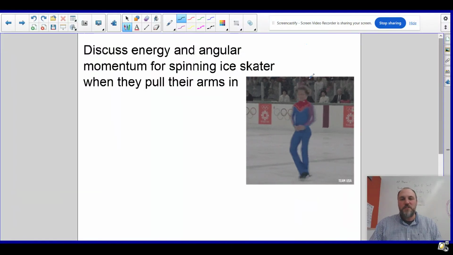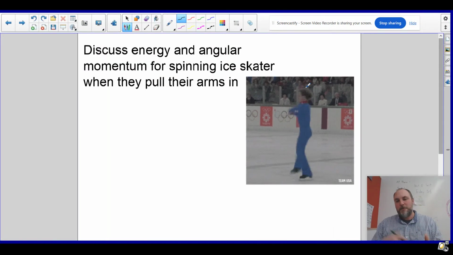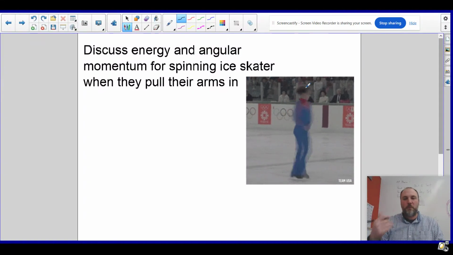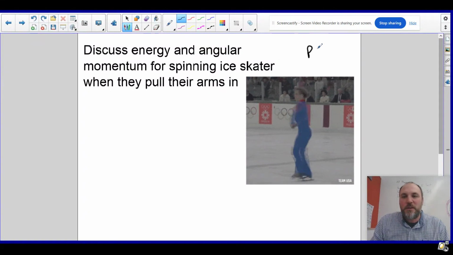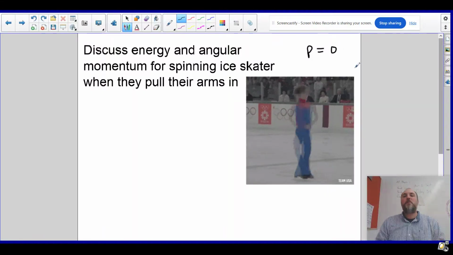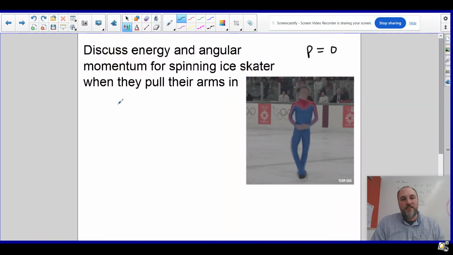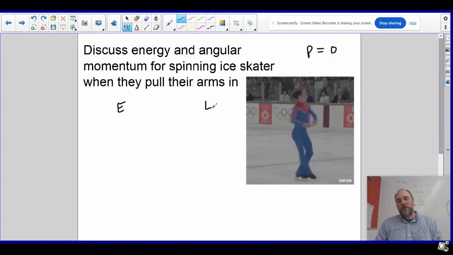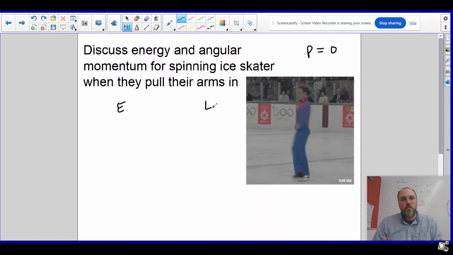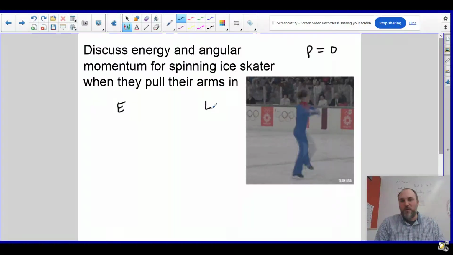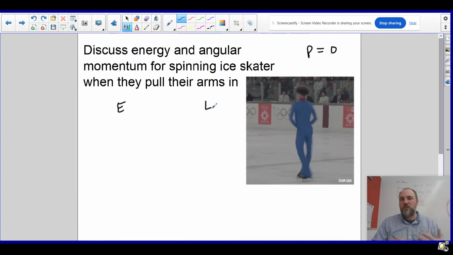And I've chosen this one in particular because they're just standing in the middle. They're not in the middle of their routine where they're going around the ice. So I really don't even need to discuss linear momentum here because there is none. So the question is, is energy conserved? Is angular momentum conserved? And when I do energy, I always look for things like kinetic friction, external work, and it's not obvious to me. I don't see anything that would mess with energy.